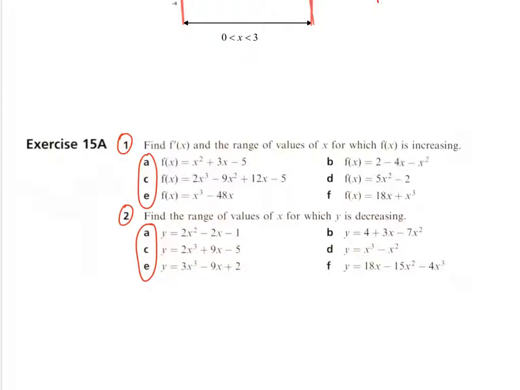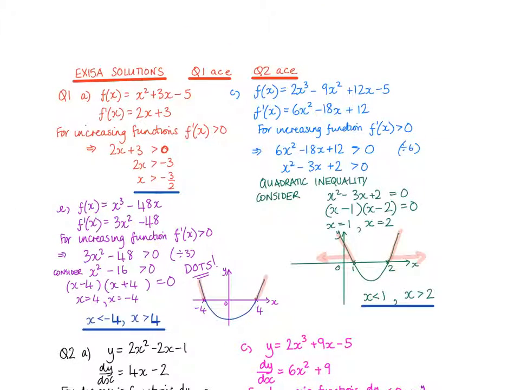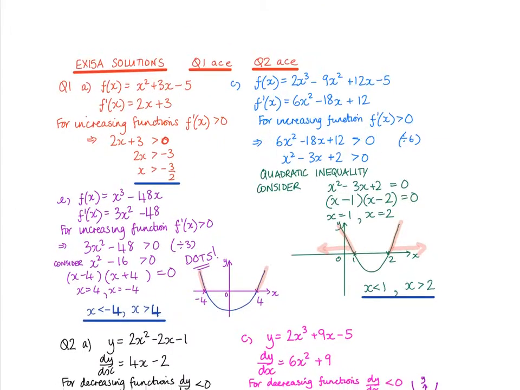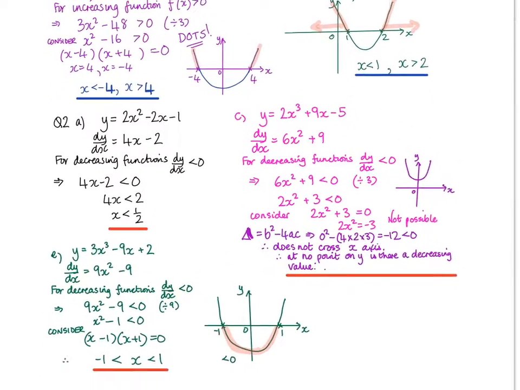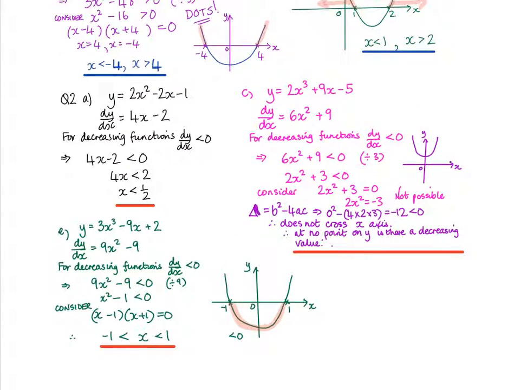Welcome back. If we look at the first questions, for an increasing function we make it greater than 0, so check A, C and E. For parts C and E you have to draw the little diagram to find the range of values. Then on question 2 we were looking at decreasing functions, so we're looking at dy by dx less than 0. Again, draw the quadratics when you get a quadratic inequality.